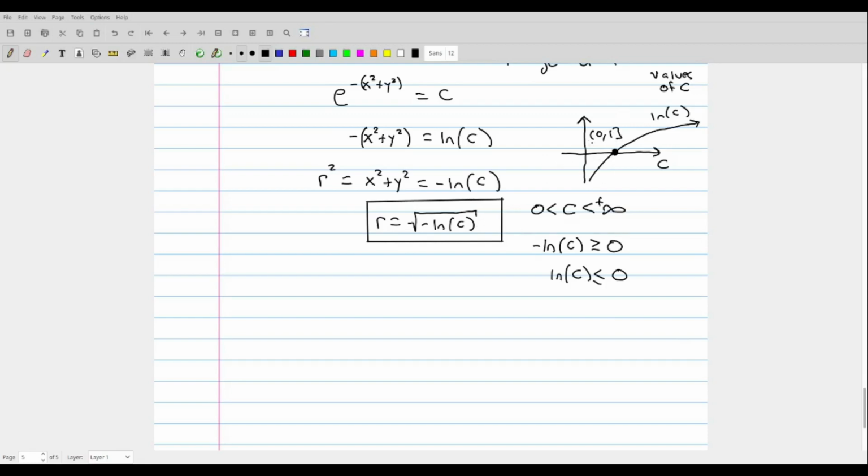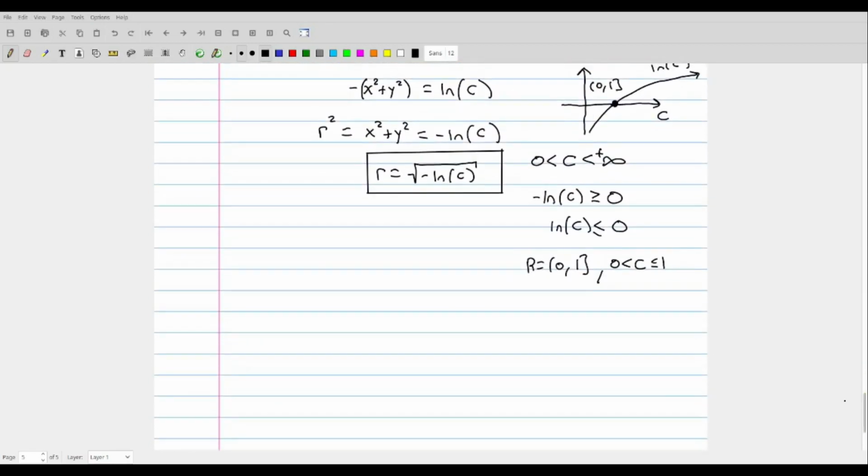possible values of c. So the range of the function here is equal to the open interval at 0 and the closed interval at 1, where we have exactly what we've just shown, that the range is equal to this interval from 0 to 1, or the set of points where c is between 0 and 1.